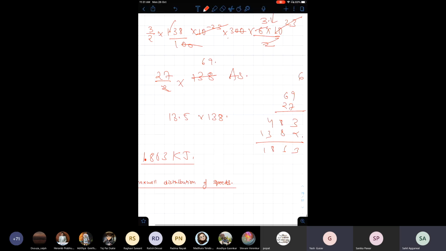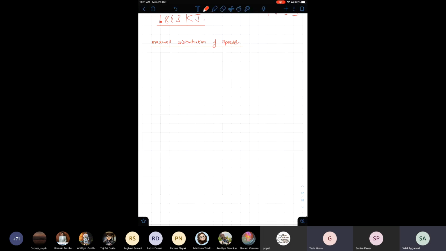Is it compulsory to write it in this form, or can we write 1863 J? It will be better if you give it in terms of kilojoules, and the rest depends upon the options. If you are talking about multiple choice, it will depend upon the options. But in school also, it will be better if you give the answer in kilojoules.